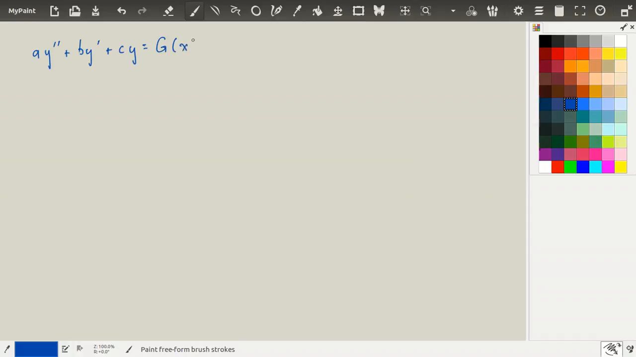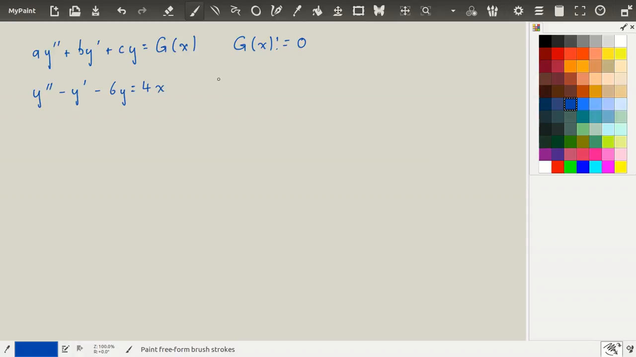So this is non-homogeneous because g of x is not equal to 0. That makes it non-homogeneous. We're going to start with the example y double prime minus y single prime minus 6y is equal to 4x.